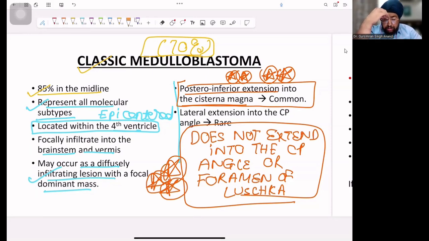The only medulloblastoma which can very rarely show you a foraminal spread is the medulloblastoma epicentered in the cerebellar peduncle, which is your WNT pathway activated medulloblastoma. Since it has an epicenter in the cerebellar peduncle, it can extend to the CP angle or foramen of Luschka. All the rest of the medulloblastomas will never extend into the CP angle or foramen of Luschka.